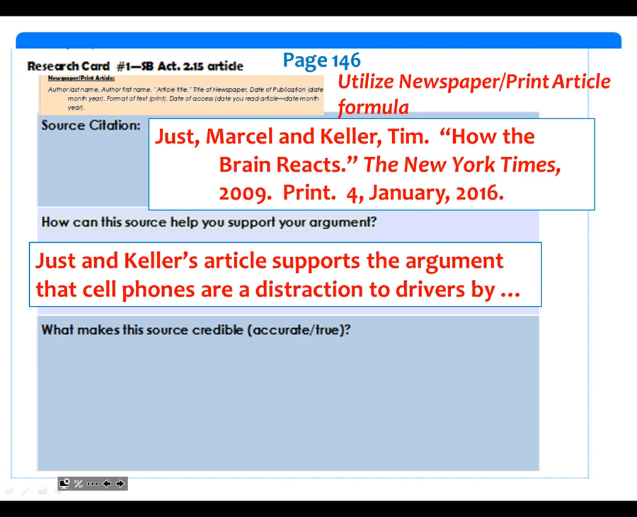Justin Keller's article supports the argument that cell phones are a distraction to drivers by, you have to complete the sentence. Don't leave it hanging. Make sure that you finish the sentence up. So if you need to refer back to the article because you want to use a specific fact, if you want to refer, maybe even quote some information, you could do that as well. Again, make sure you complete the sentence. Just adding those 3 dots doesn't mean your sentence is done.